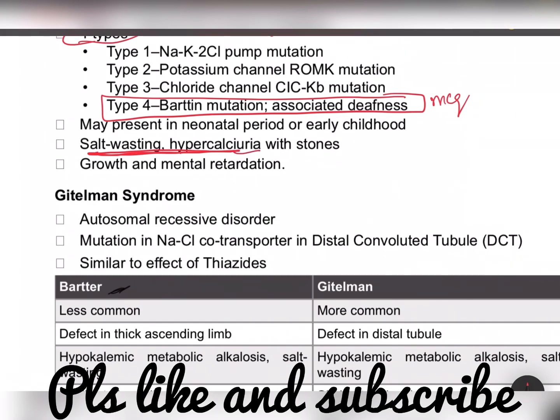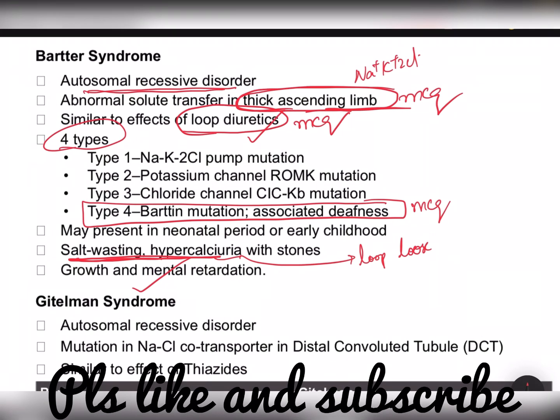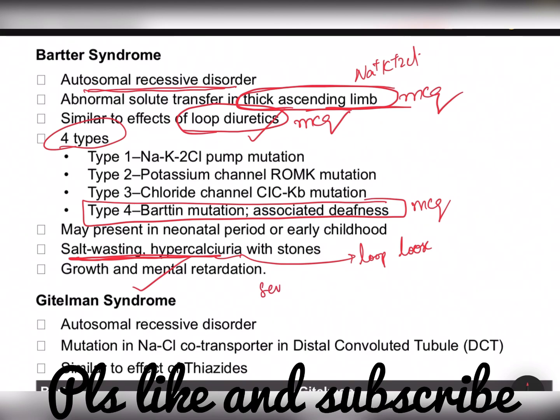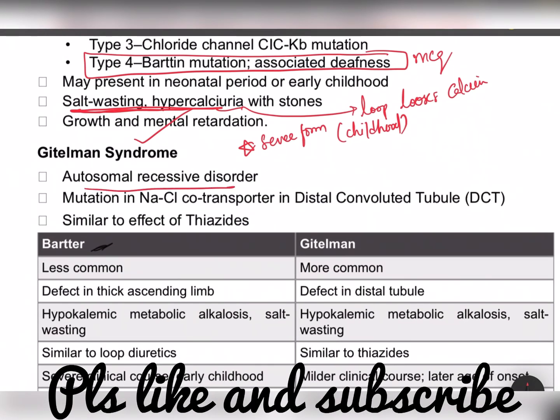Salt wasting, I have already told. Hypercalciuria is seen. Loop loses calcium. And growth retardation and mental retardation will be there in Bartter syndrome. It is a severe form. Patient may present in childhood only. This you have to remember. Loop loses calcium here.